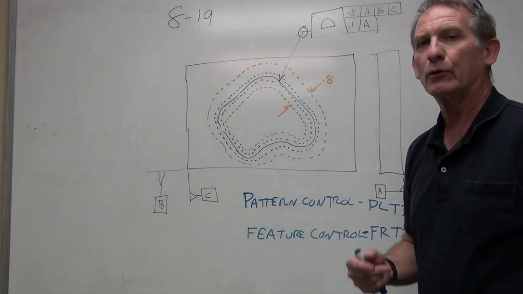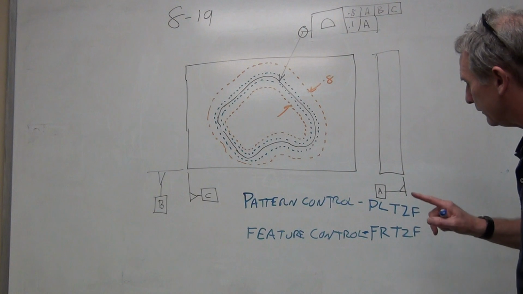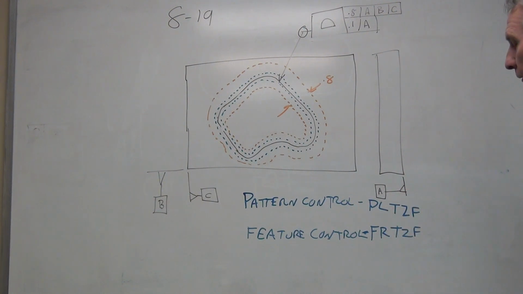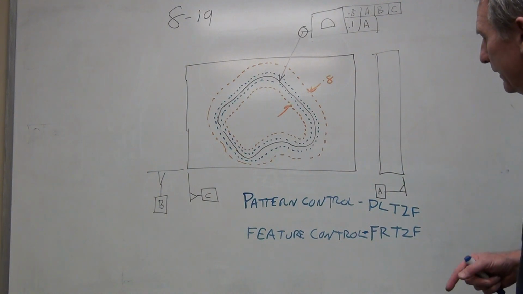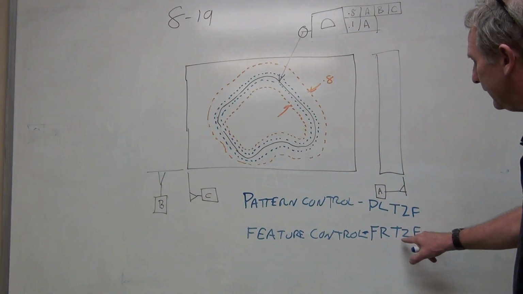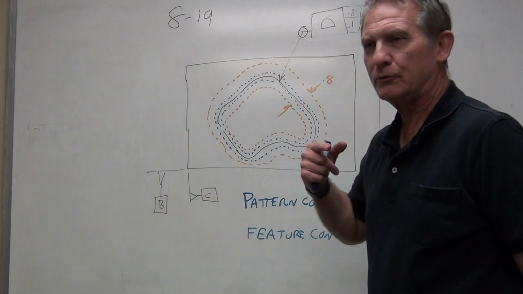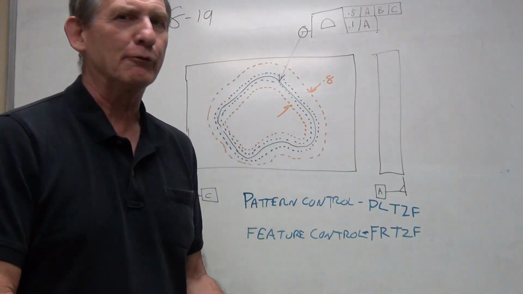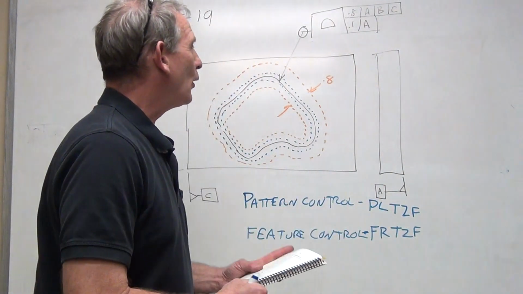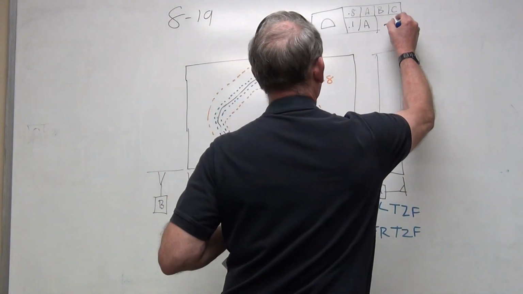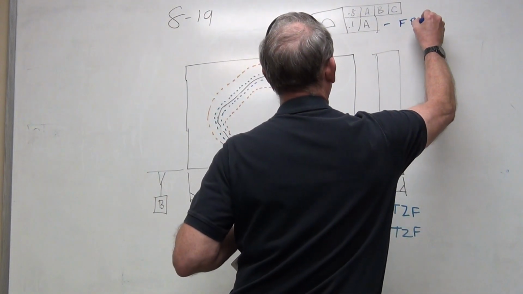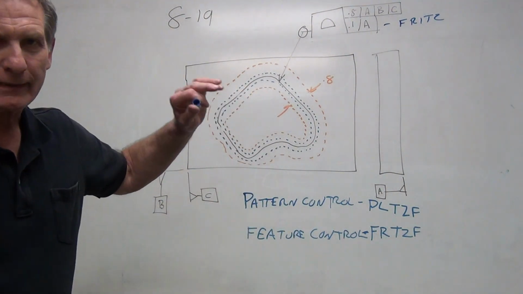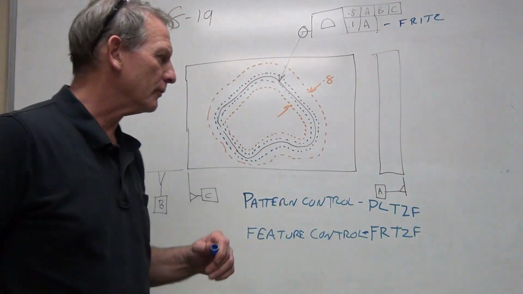In GD&T we don't call it the feature control. We call it the feature relating tolerance zone framework. Nobody says that. Even in the standard they abbreviate it as FRTZF, which is a stupid abbreviation, so they don't even use that. We just call it the Fritz. So this lower part right in the standard is called the Fritz. And that relates to controlling the size and shape of the feature itself.